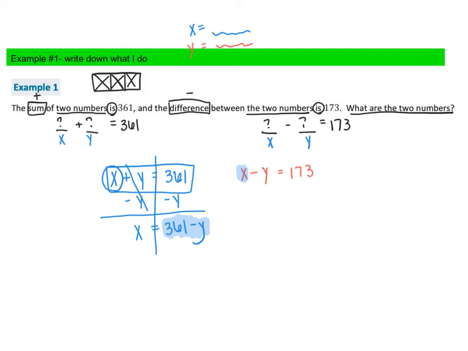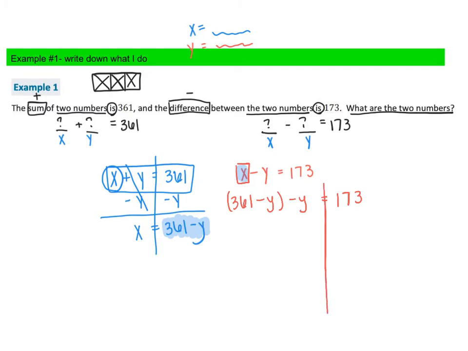This becomes 361 minus y, in parentheses. So I just changed this part, and I have to keep everything else the same, minus y equals 173. All right, and from there I'm just going to solve algebraically.